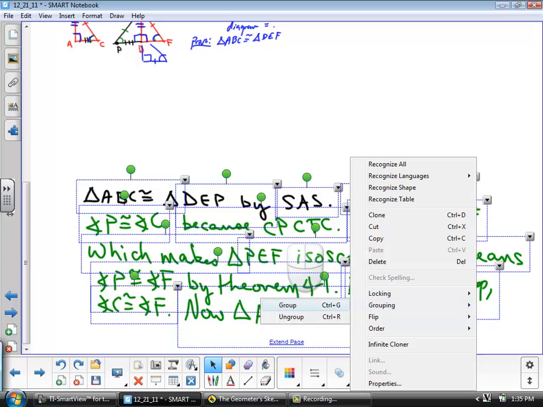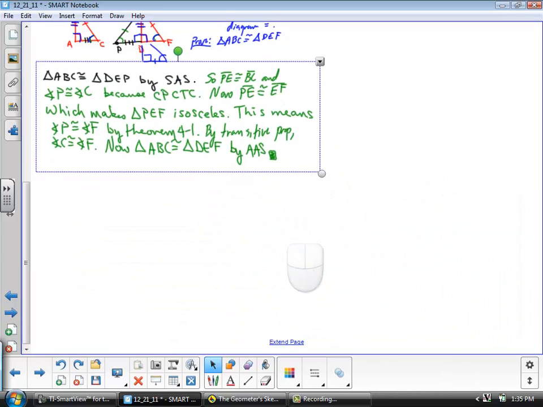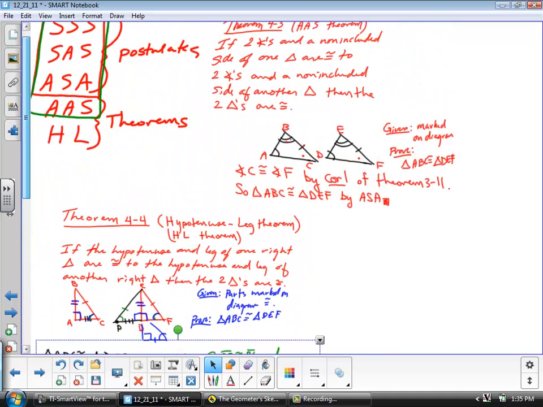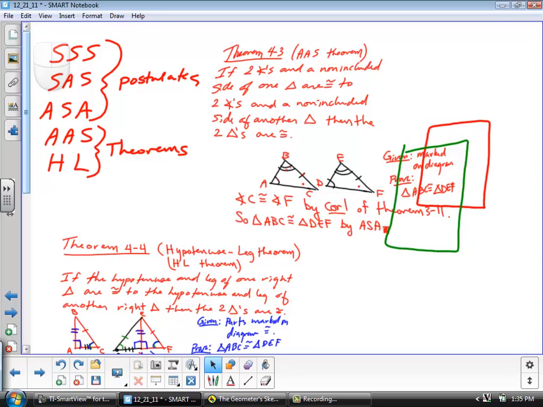So we now have 5 ways to prove triangles congruent. We have side, side, side, side, angle, side, angle, side, angle, angle, angle, side, and hypotenuse leg.